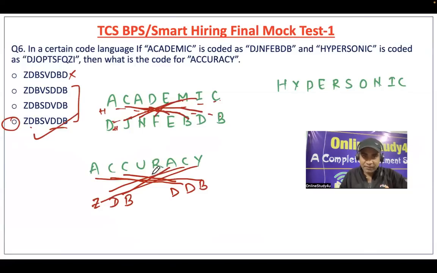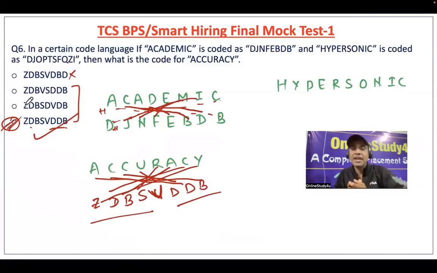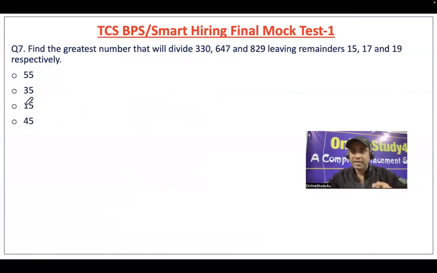Then D, E, E, F. Then R, S, and U, V. So Z, D, B, S, V, U, V, S, V, and then D, D, B. So option D will become the correct answer for problem number 6.